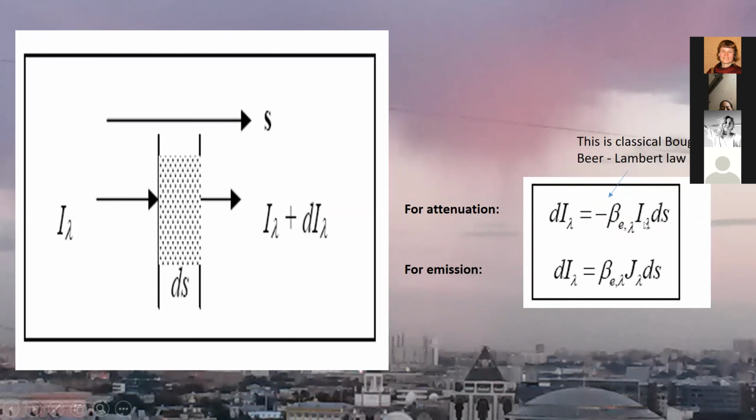You see here that we have a direct dependence of this change in intensity. This value is proportional to the incident intensity and ds, with the coefficient of proportionality being the extinction coefficient. And for emission, we have the plus sign, and instead of the initial intensity, we have the emission function, shown here with the letter J, with the same extinction coefficient.